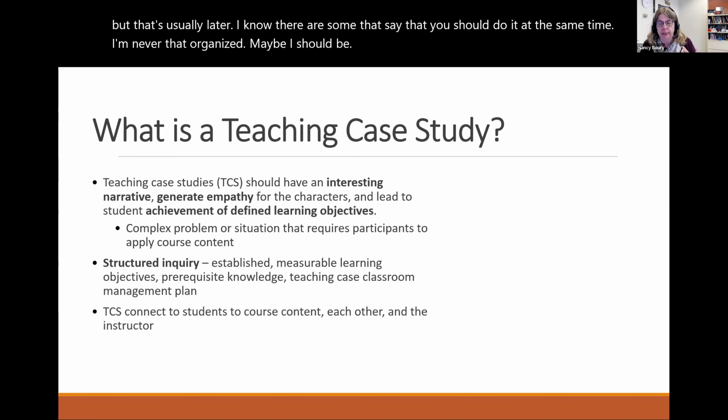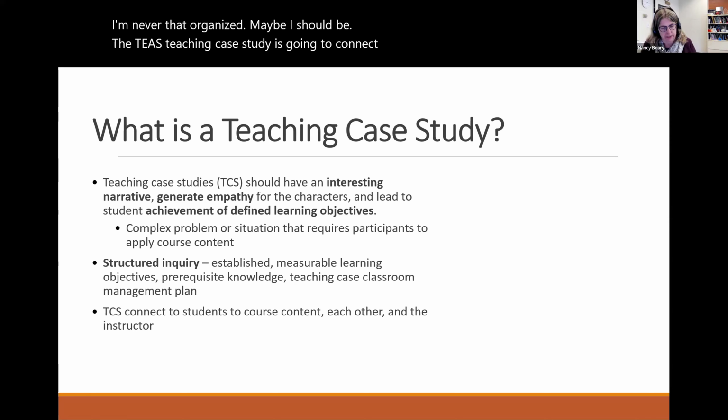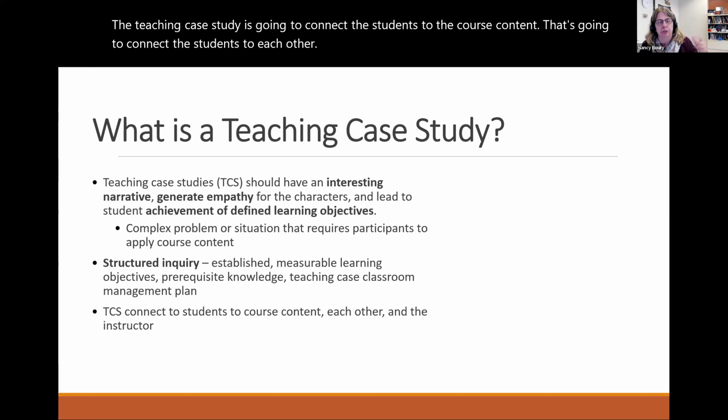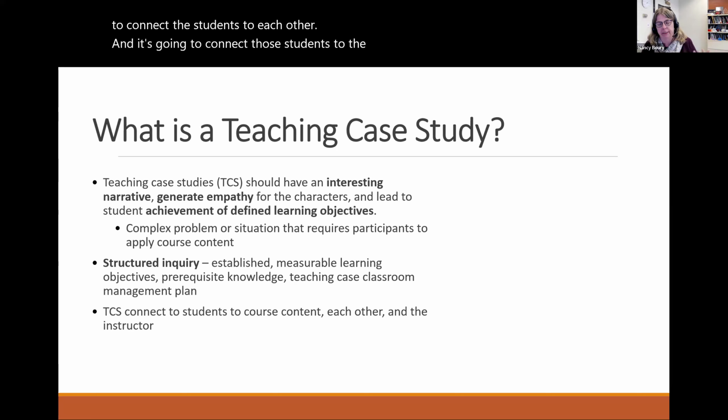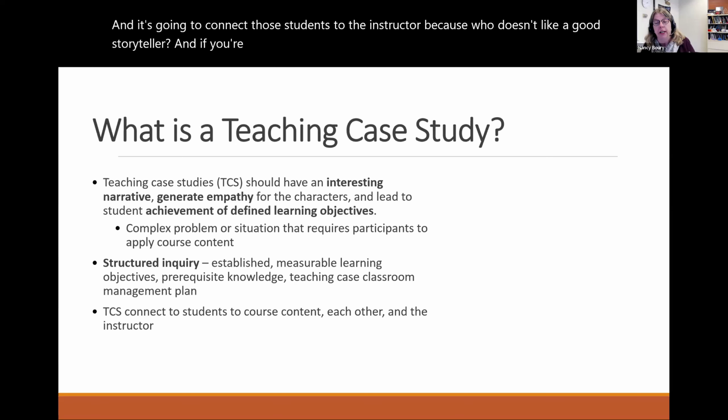The teaching case study is going to connect the students to the course content. It's going to connect the students to each other, and it's going to connect those students to the instructor, because who doesn't like a good storyteller? And if you're telling those stories, you're making those connections and making it relevant.